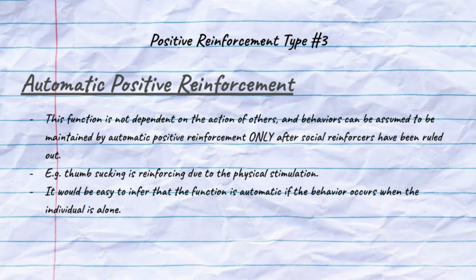The last type of positive reinforcement we'll discuss is automatic positive. This function is not dependent on the action of others, and behaviors can be assumed to be maintained by automatic positive reinforcement only after social reinforcers have been ruled out. For example, thumb sucking is reinforcing due to the physical stimulation. It would be easy to infer that the function is automatic positive if the behavior occurs when the individual is alone. Moreover, it is easy to infer that the function is automatic positive or negative if the behavior occurs when the individual is alone, which we will discuss in the next section.